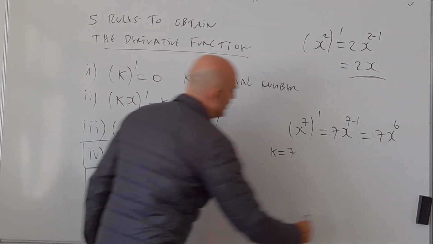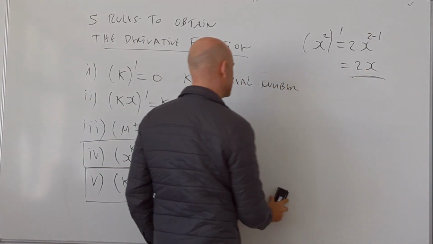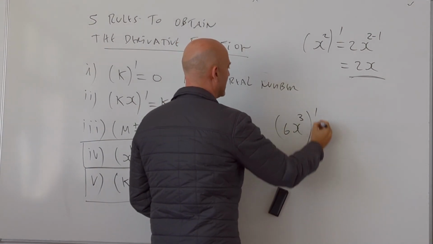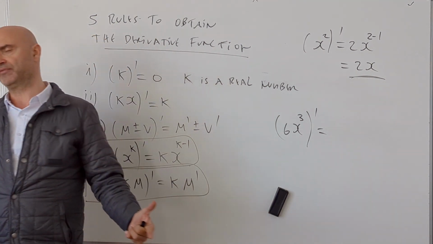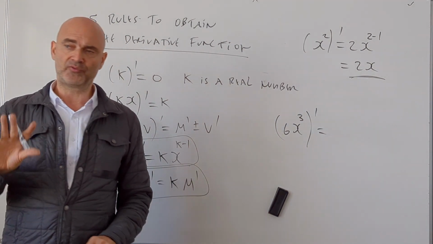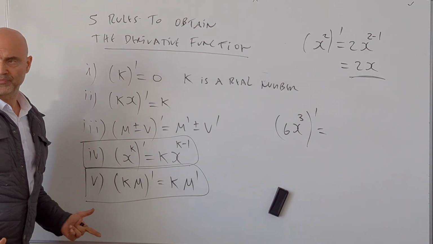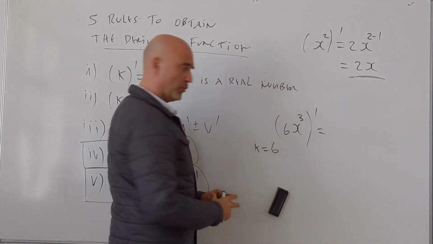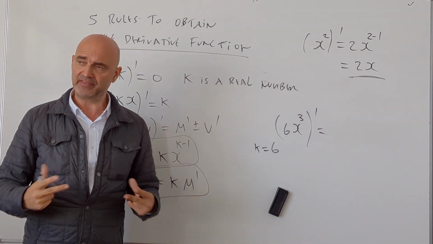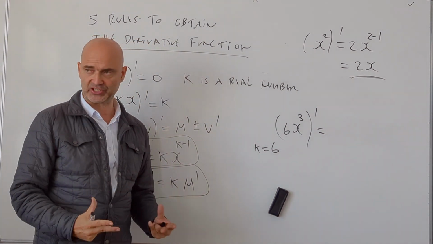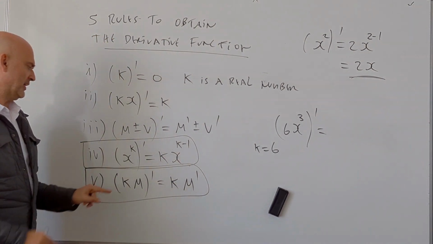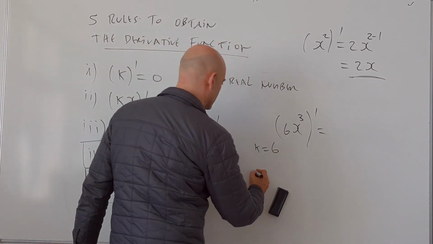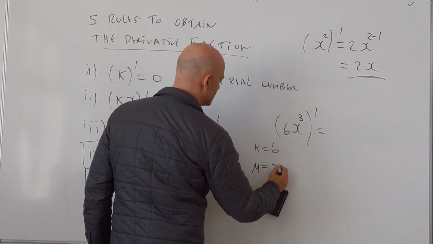But let's see here rule number 5. Let's put here one example. For example, if I have 6 times x with exponent 3, how do I calculate this derivative? So we apply rule number 5, because we have a k that is equal to 6, and we have an expression that involves x. And what is the expression? That expression we call u. The expression is x with exponent 3. So the u here is x with exponent 3.